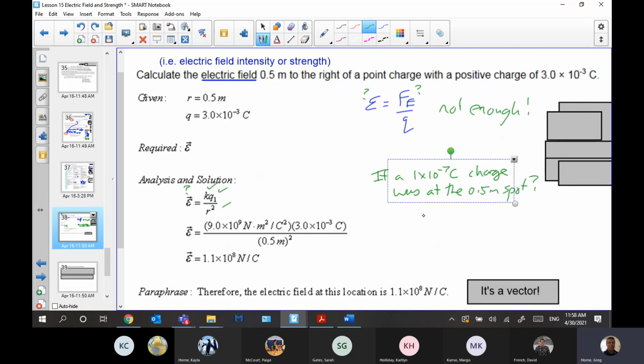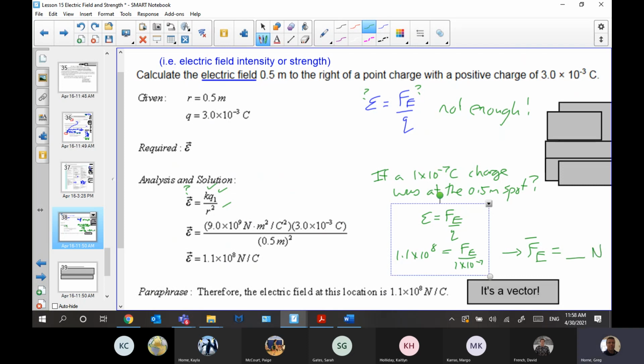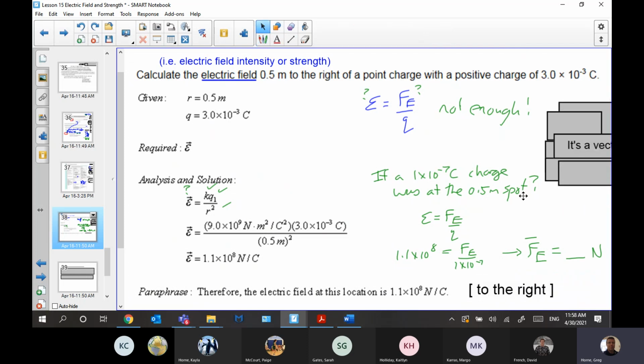What's the force? Well, then you could say, oh, curly E equals Fe per q, right? So you could say, oh, so I've got my 1.1 times 10 to the 8 newtons per coulomb. I've got my electric force that results from the 1 times 10 to the negative 7 coulombs. And so this would lead to the actual value of the force. Okay, so you can sort of see how both equations are used by extending that question to do the other part of it. If you know the electric field, then you can figure out how much force there would be.